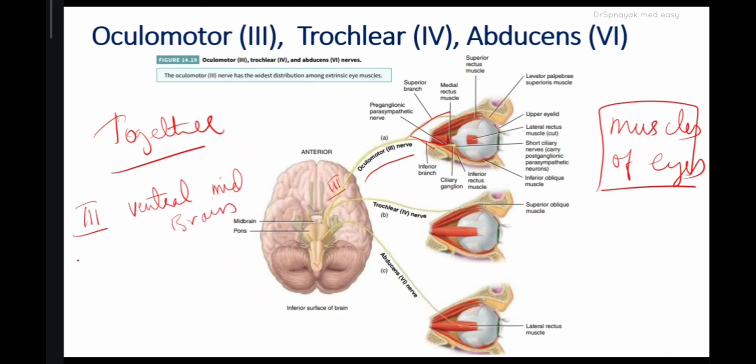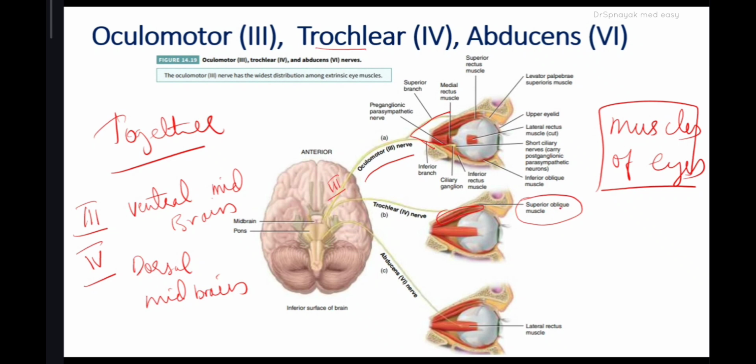Okay, and the fourth cranial nerve, which is the trochlear nerve, is arising from the dorsal midbrain. The trochlear nerve is originating from the dorsal midbrain. And what this trochlear nerve is doing is innervating the upper part of the muscles. The upper muscle is called the superior oblique muscle.